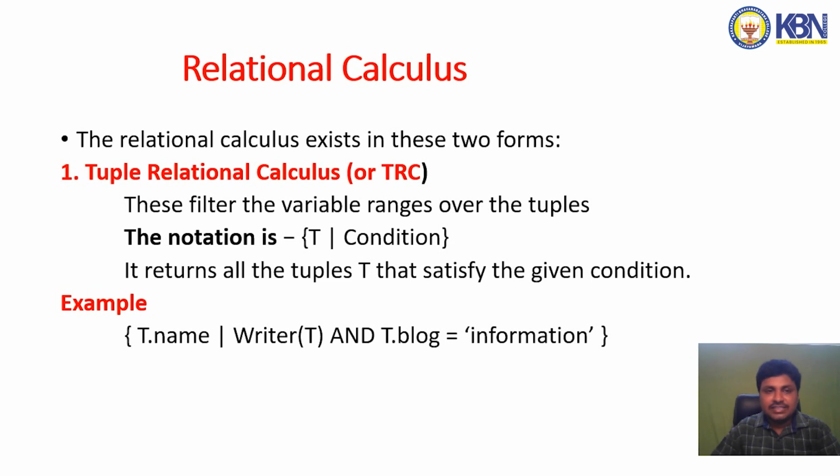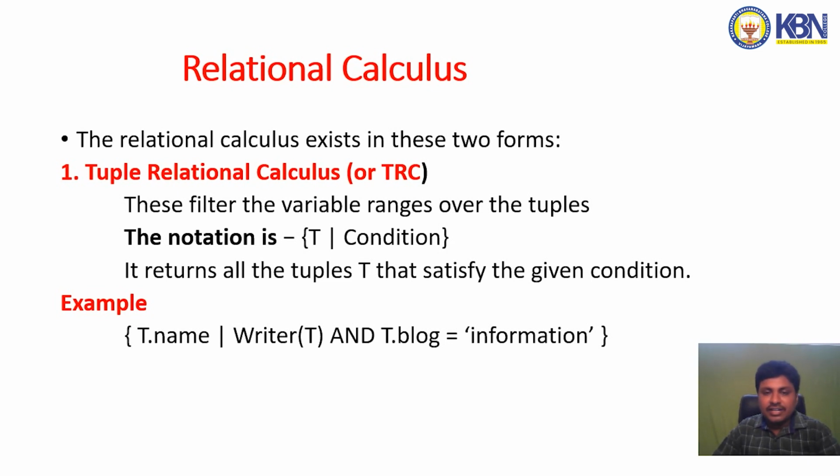Relational calculus. Next we go to another topic, relational calculus. The relational calculus exists in two forms: tuple relational calculus and domain relational calculus. First we discuss tuple relational calculus. Its filter variables range over the tuples. In the notation we write the tuple variable T and the condition. It returns all the tuples T that satisfy the given condition.